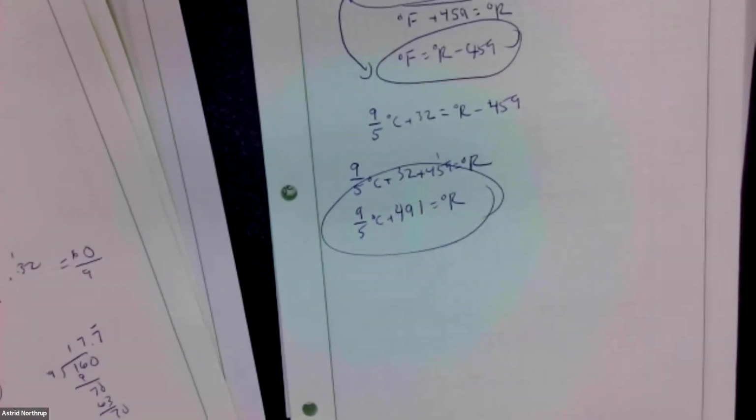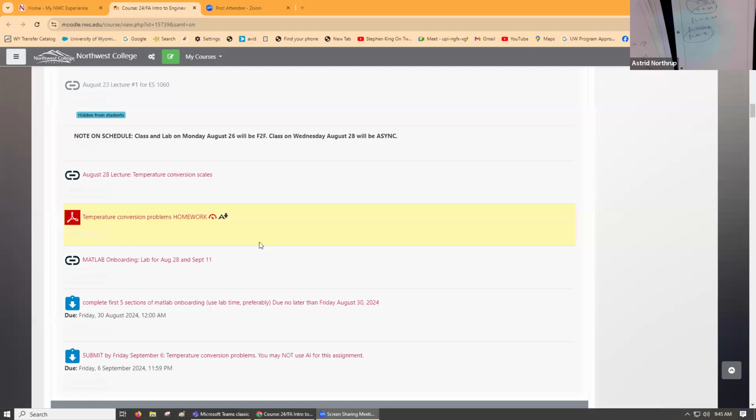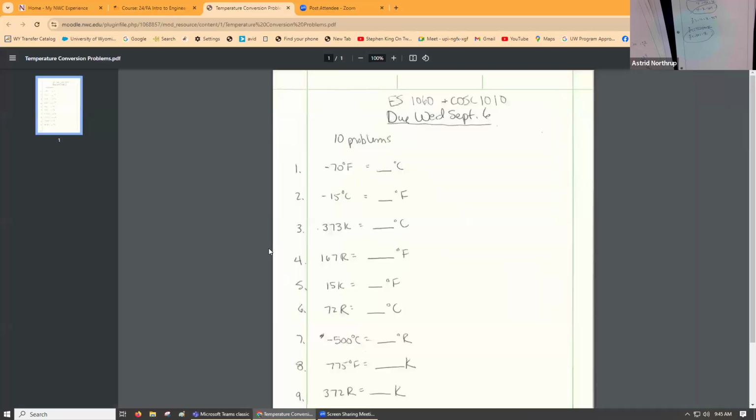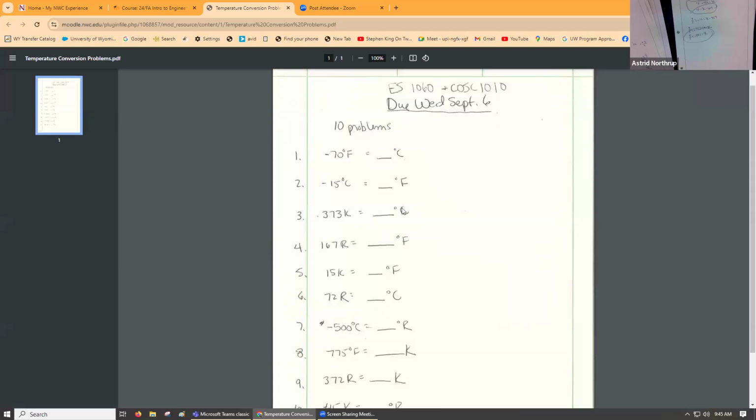All right, so what we're going to work on this afternoon in our lab over in SM 135 or SM 137 is we'll take a look at this homework, which is on your Moodle page. I've written out 10 problems. It says it's due Wednesday, September 6th.